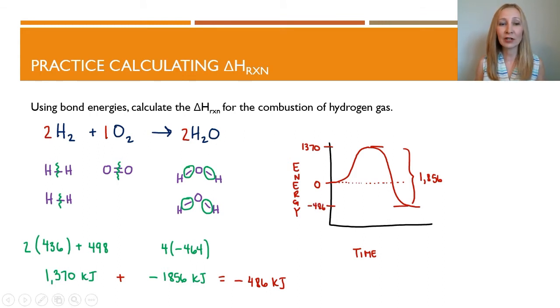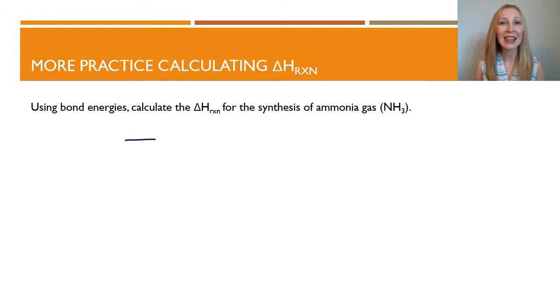So negative 486. Because I got out more energy than what I put in, this is an exothermic reaction, which is what I predicted. It's also a negative heat of reaction, the delta H of reaction. The delta H is a negative number, so I can show that this is an exothermic reaction just by getting that negative number there. And I can also show it graphically by showing that I get more energy out than what I put in. I have to put in that energy to break the bonds, and I get out energy when bonds are forming. So pause the video and try this one.